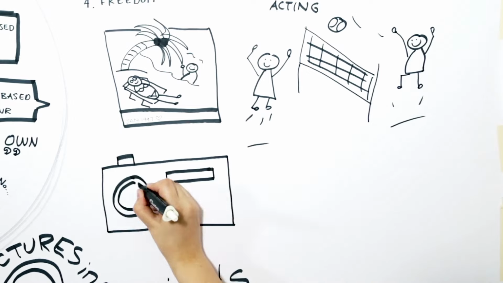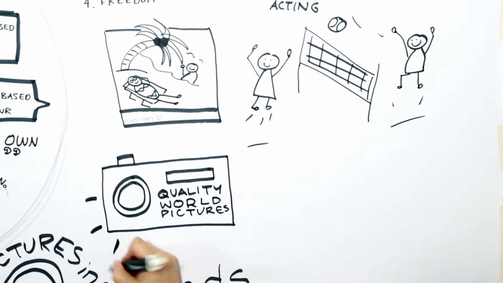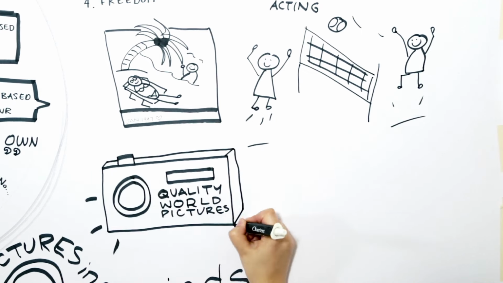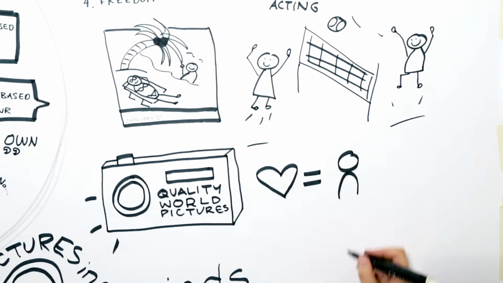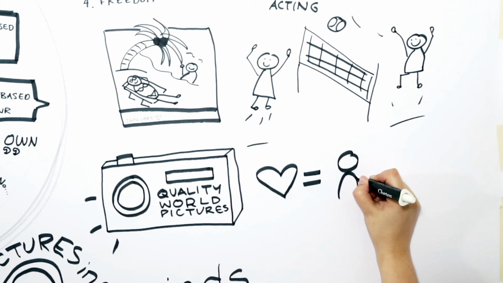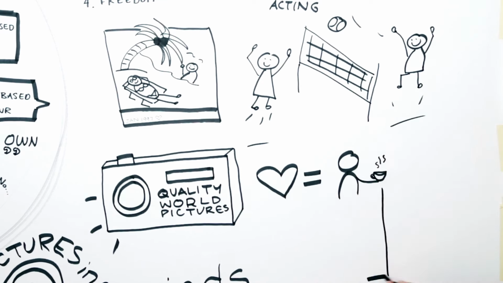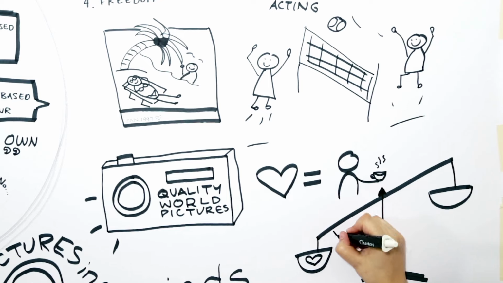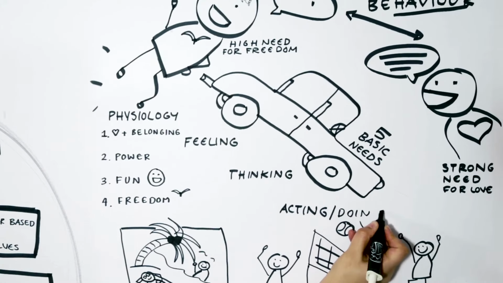These pictures in our minds, or what he calls quality world pictures, can prompt us to behave in a certain way if we think that our reality doesn't live up to these pictures. Sometimes the pictures in our minds are unrealistic. For example, if we think love looks like someone getting us breakfast in bed every day, this may not be how someone else sees a relationship. We use these mind pictures to weigh up what we are getting with what we are wanting.